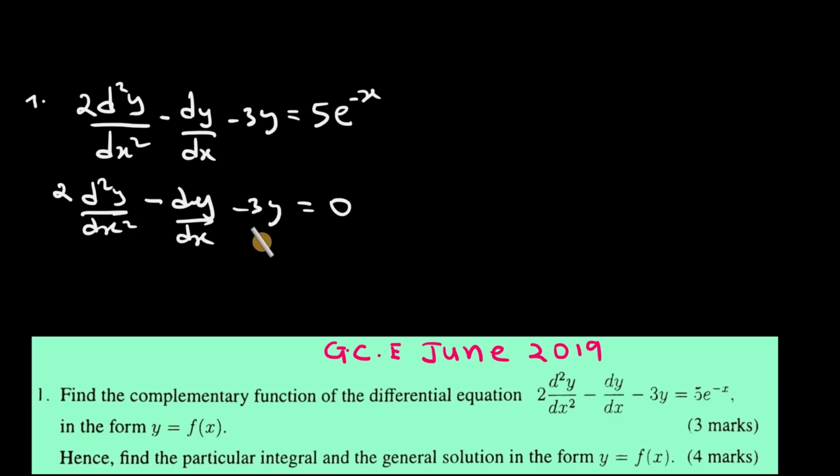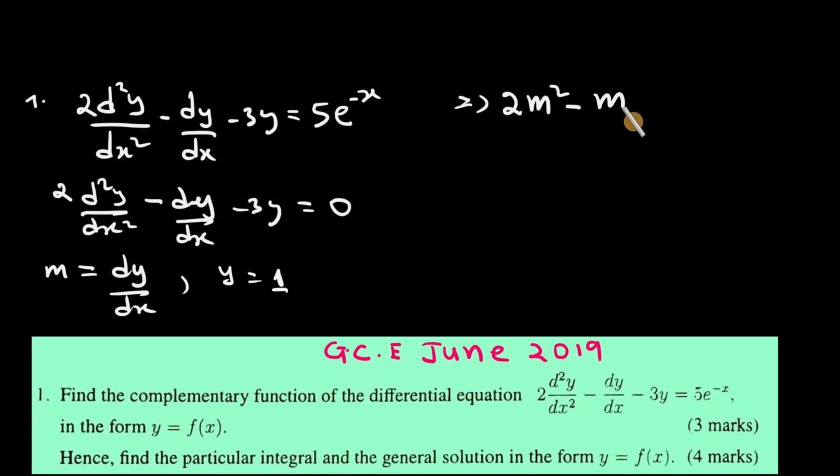To get the auxiliary equation of this homogeneous function, we need to set, let's say, a variable m to be equal to the derivative dy dx, and we set y equals 1. It is just a method, and that's how it should always be done. There are two derivatives here, so if I replace all the derivatives by m, I'm going to have 2m squared minus m minus 3 times 1, because we set y to be 1, is equal to 0.